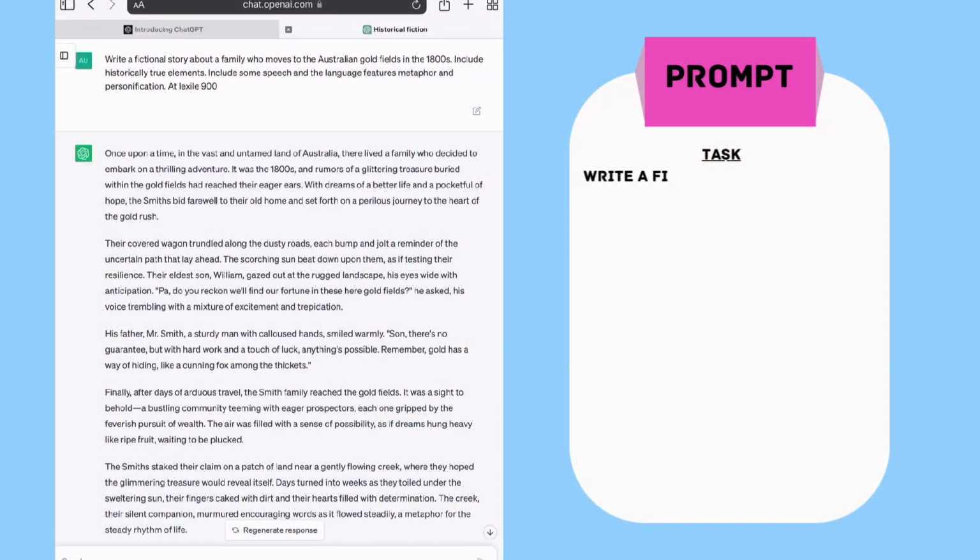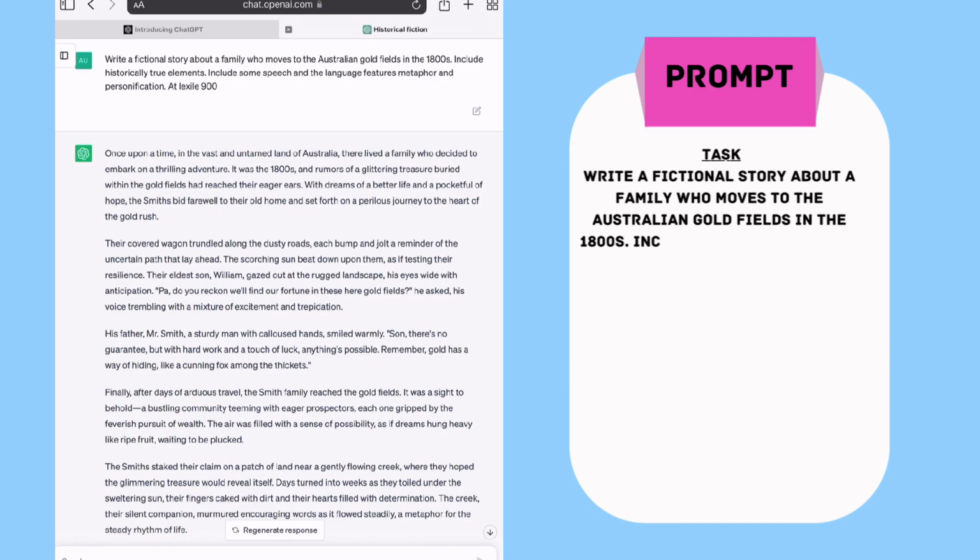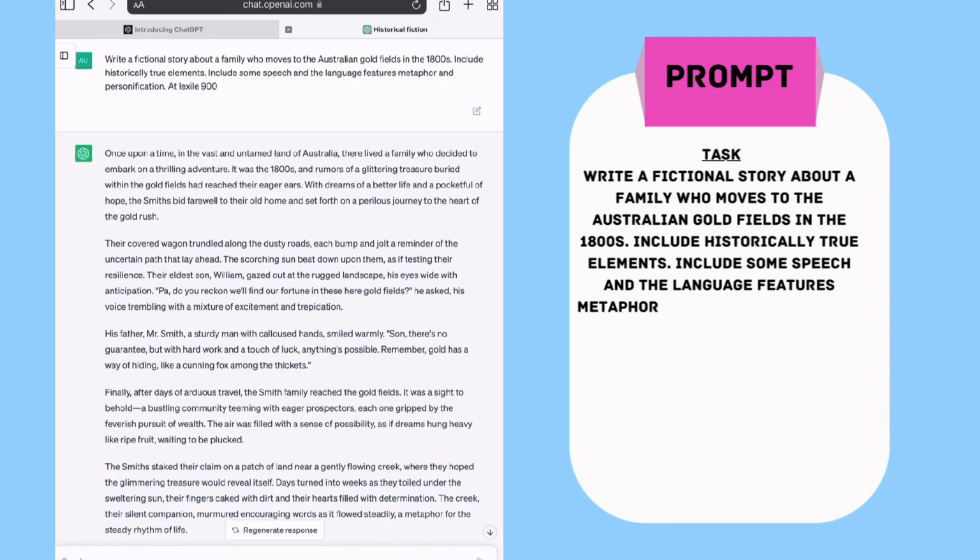Once I was in ChatGPT, I just used the prompt, write a fictional story about a family who moves to the Australian goldfields in the 1800s, include historically true elements, include some speech and the language features, metaphor and personification, and I asked it to make it at Lexile 900. So this text was for my higher end students.